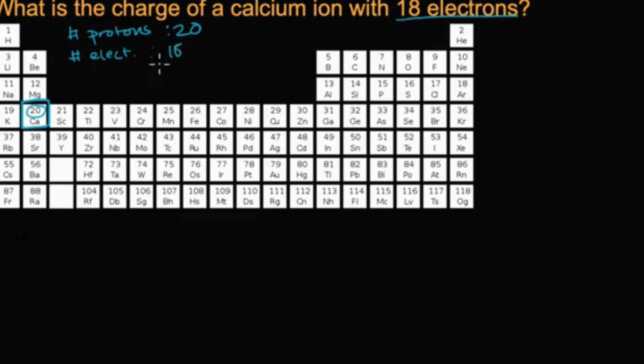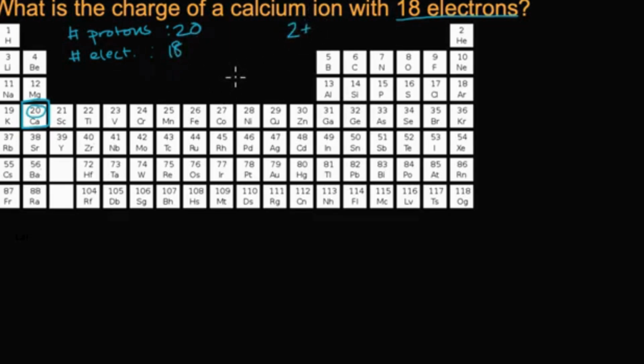So if you want to know the net charge, you take the number of protons, the positive charge, and subtract out the number of electrons. And so that leaves you with positive 2 charge. 20 minus 18 is positive 2. And we will denote that with a 2 plus.